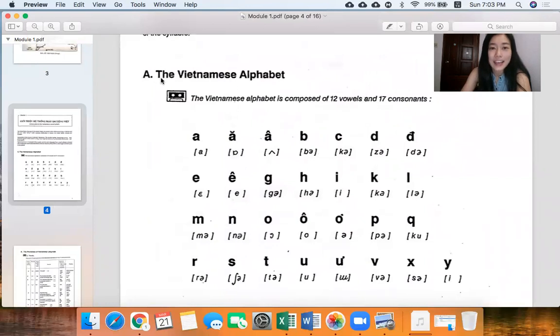Part A, the Vietnamese alphabet. The Vietnamese alphabet is composed of 12 vowels and 17 consonants. Now I will read and you will repeat after me.